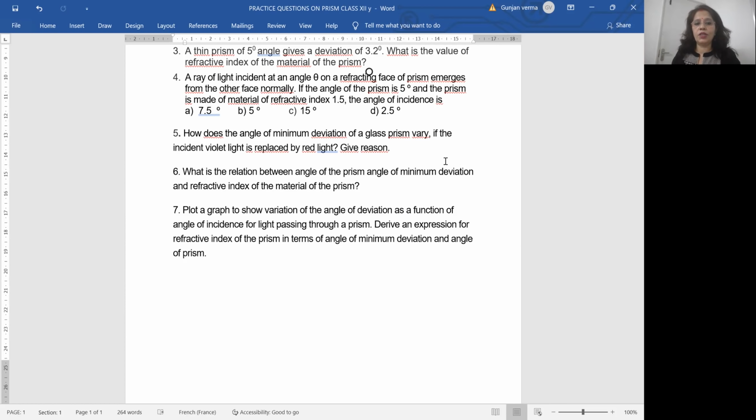What is the sixth question? What is the relation between the angle of prism, angle of minimum deviation, and refractive index of the material of the prism? For the seventh question, plot a graph to show the variation of angle of deviation as a function of angle of incidence for light passing through a prism. Derive an expression for the refractive index of the prism in terms of angle of minimum deviation and angle of prism, which we did in the last section of the class.